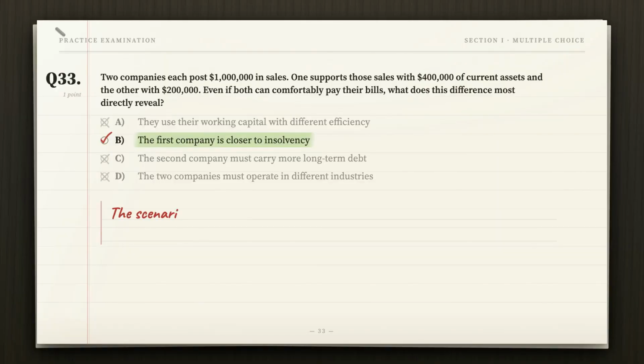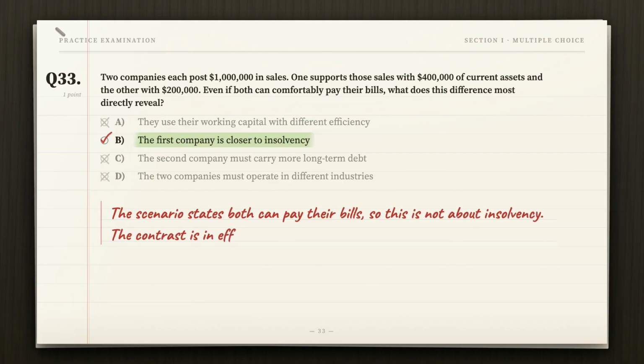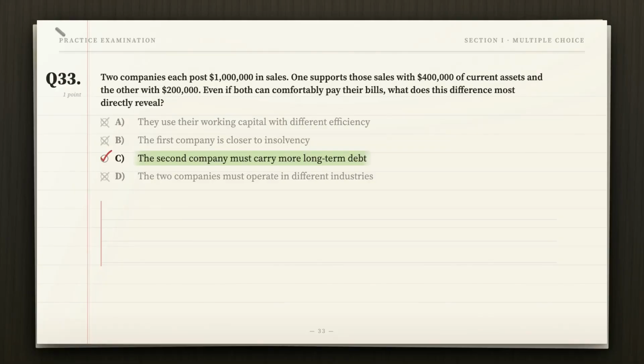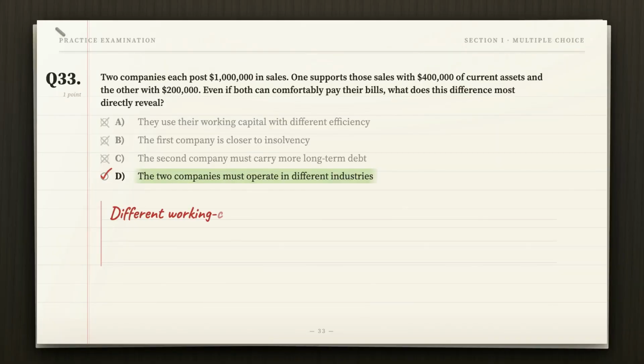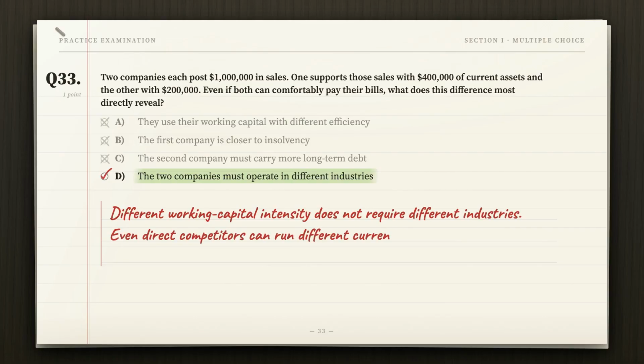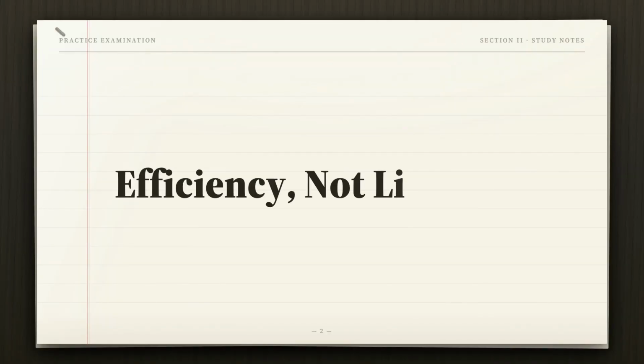B is wrong because the scenario states both can pay their bills, so this is not about insolvency. The contrast is in efficiency, not liquidity. C is wrong because nothing about current asset levels reveals the amount of long-term debt. The difference shown is how much working capital supports each dollar of sales. D is wrong because different working capital intensity does not require different industries. Even direct competitors can run different current asset levels for the same sales.